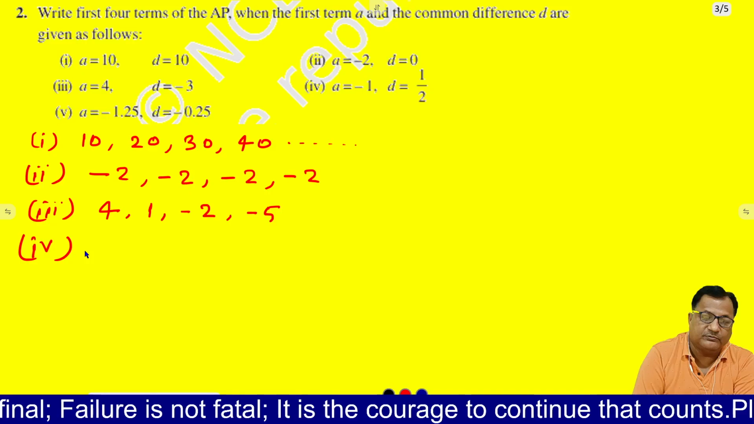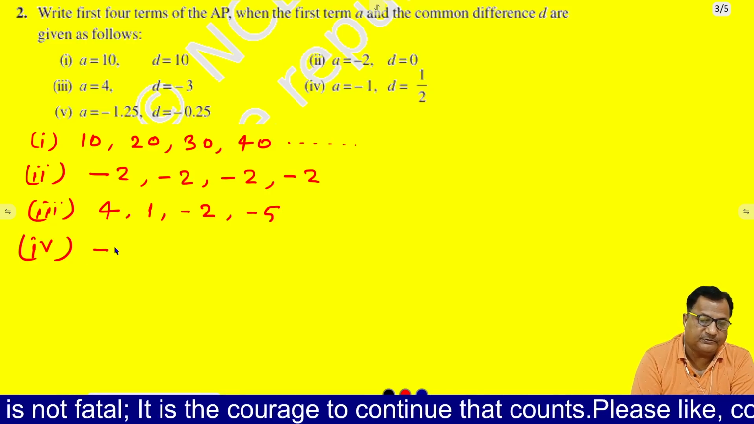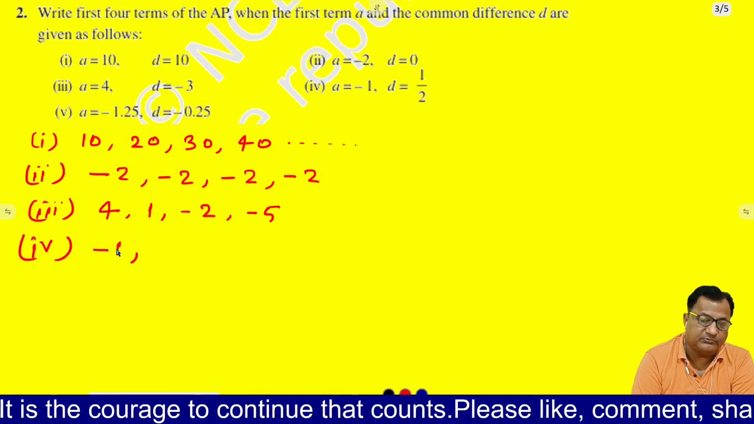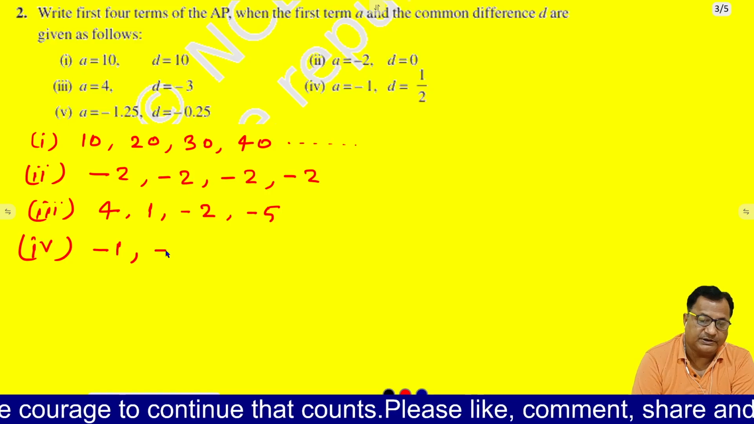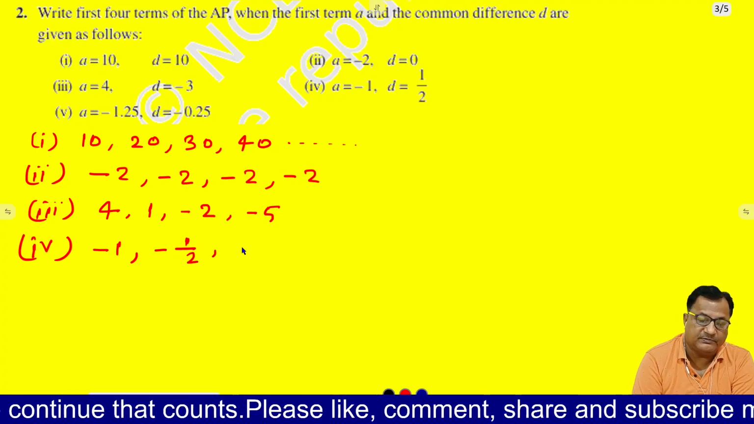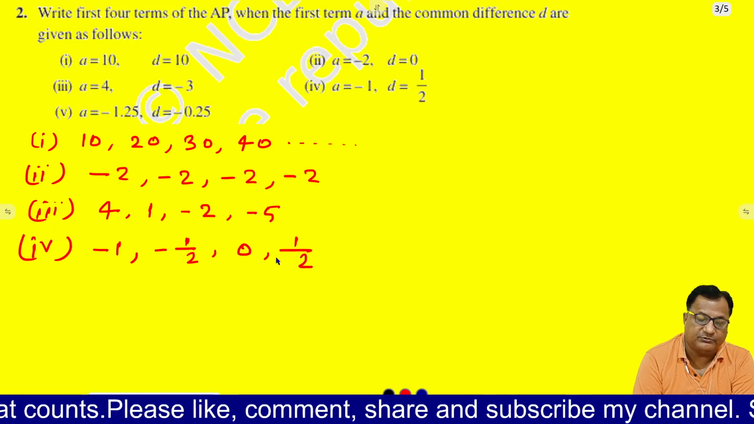Question number 4. A is equal to minus 1, D is equal to 1 by 2. First term will be minus 1. If we add 1 by 2 in this, we will get minus 1 by 2. Then it will be 0. Then it will be 1 by 2.